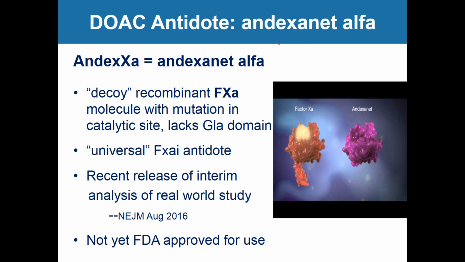This is fascinating technology in that recombinant technology was used to manufacture a decoy factor Xa molecule that has a mutation in the catalytic site so that it cannot participate in anticoagulation, and it's missing the GLA domain so it cannot bind to other coagulation factors. It is felt to be a universal factor Xa inhibitor antidote and can reverse the anticoagulation effects of low molecular weight heparins, as well as apixaban, edoxaban, and rivaroxaban.